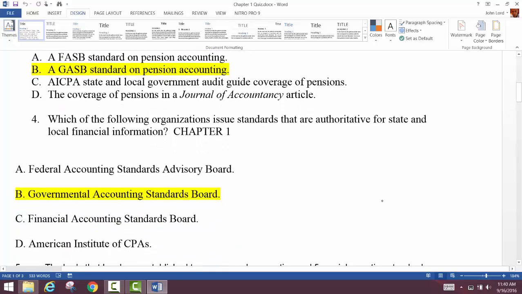Which of the following organizations issue standards that are authoritative for state and local governments? It is GASB. Now, if you're sitting there saying, well, why are you doing this? Okay, we get it, GASB.